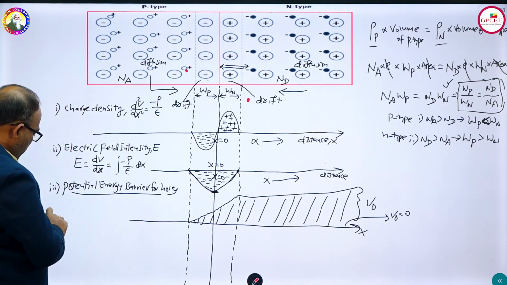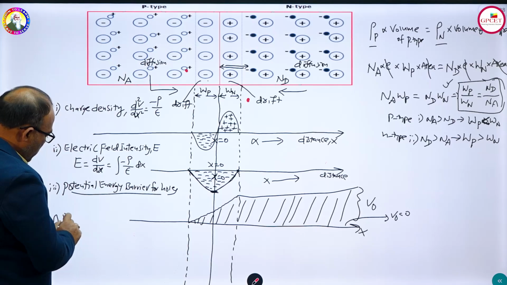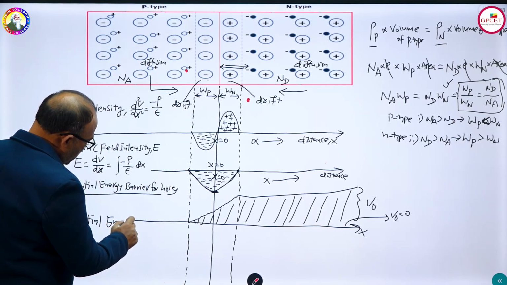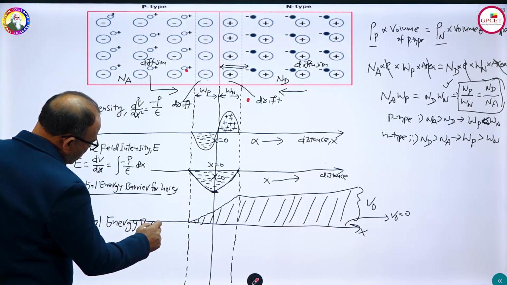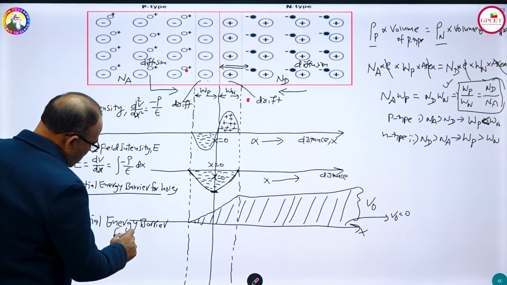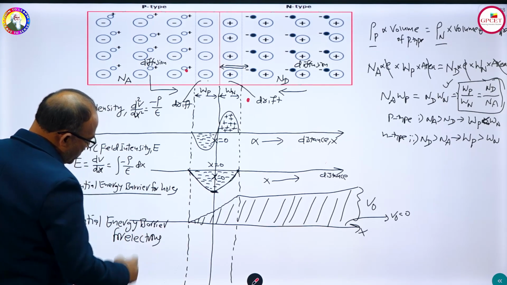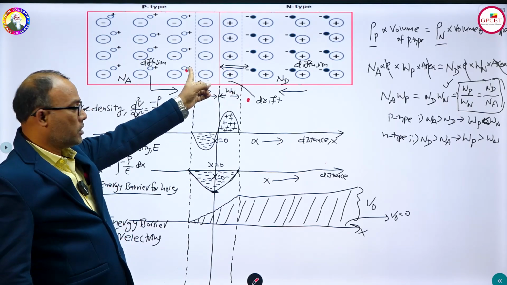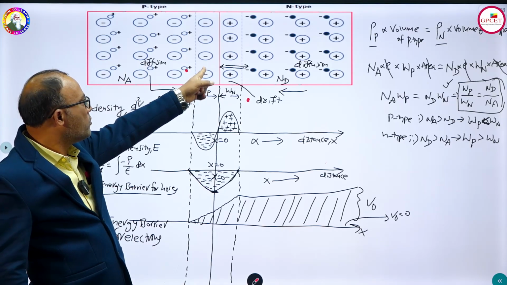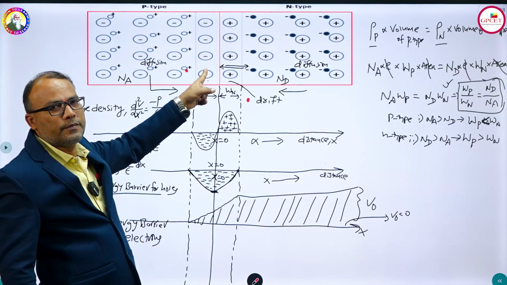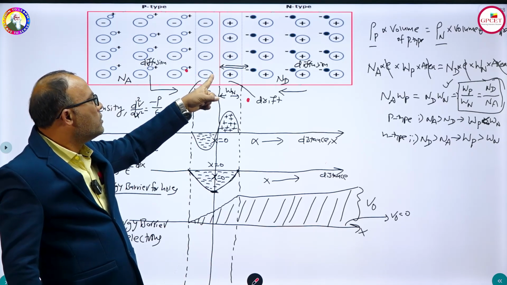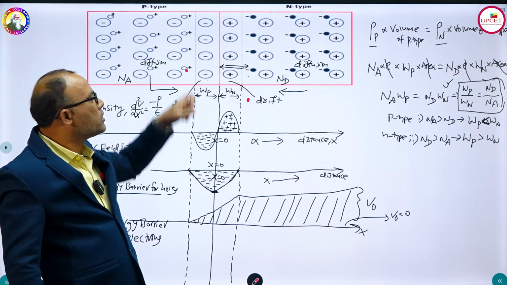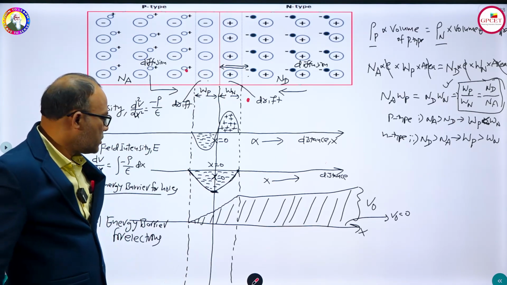Fourth point, last point, important point here: potential energy barrier for electrons. What is the potential energy barrier for electrons? All electrons from this side are coming to the junction, but they are not crossing the junction. Why? Because they are overcome by a negative charge near the junction in the depletion region. So if the electrons want to cross this junction, they need to acquire more energy than this potential energy barrier. So that's why they will not cross the junction, right?